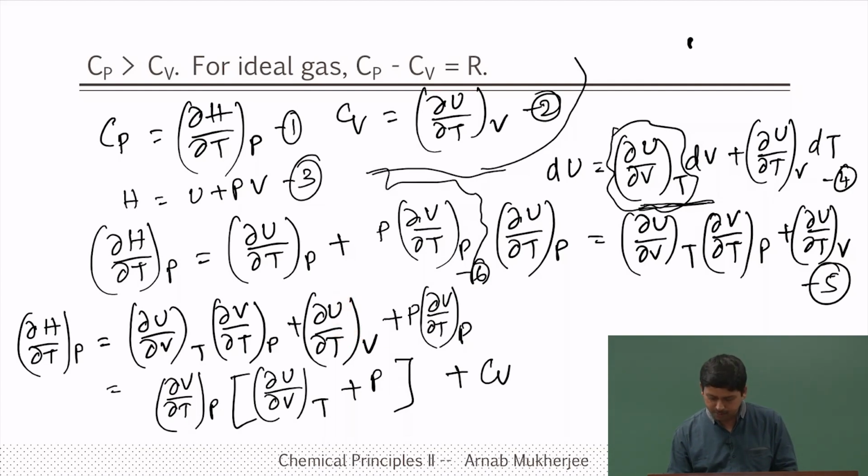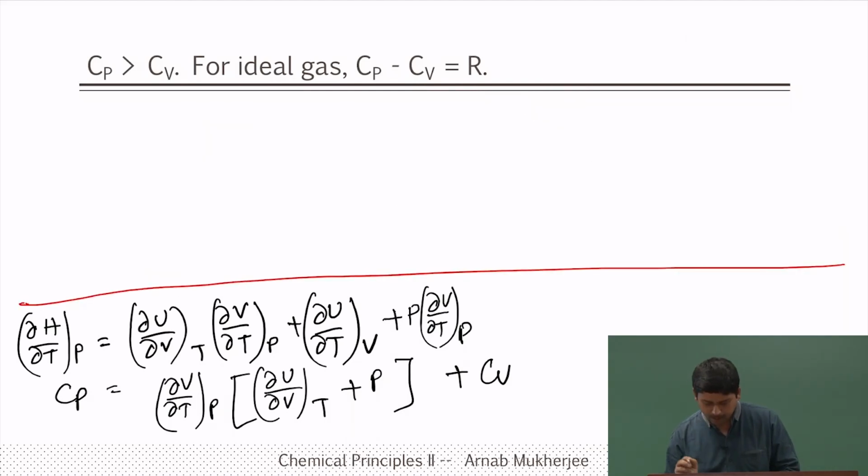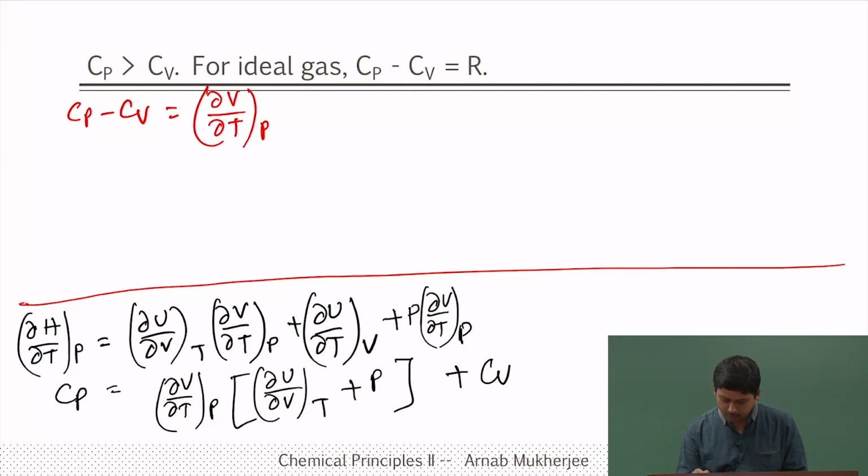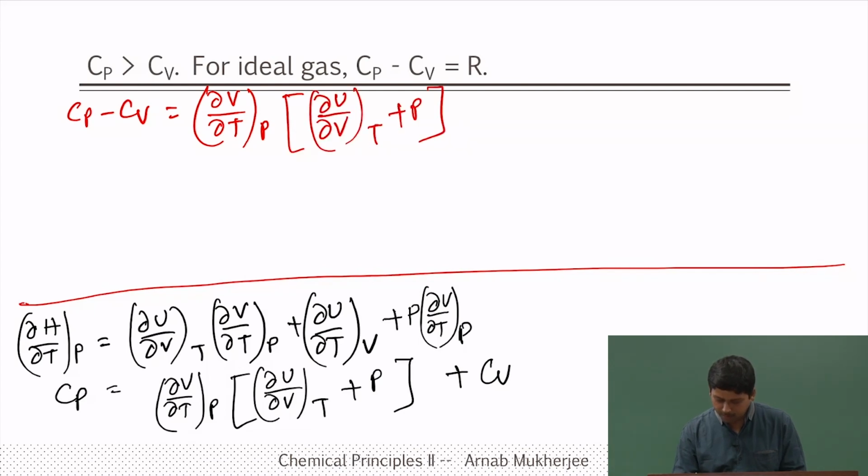Cv, and del h by del t at constant p is what quantity? Cp. Now I am going to erase the top part. So we get that Cp minus Cv is this particular big quantity, which is del v by del t at constant p, into del u by del v at constant t plus p. That is it.